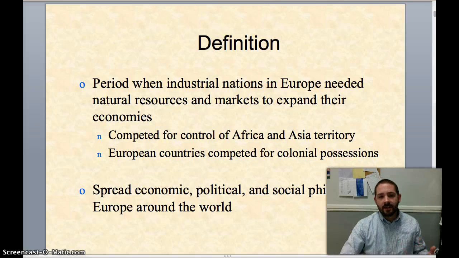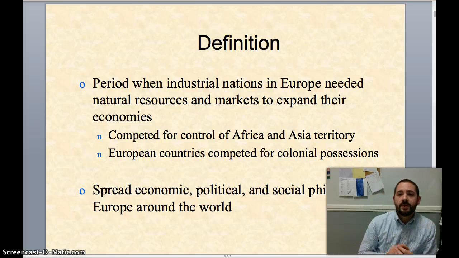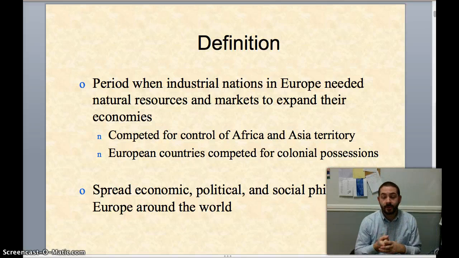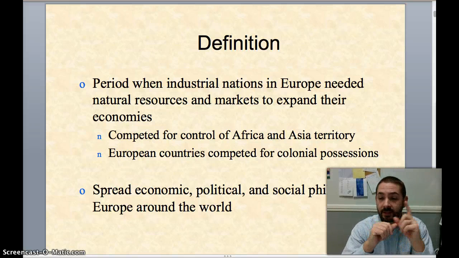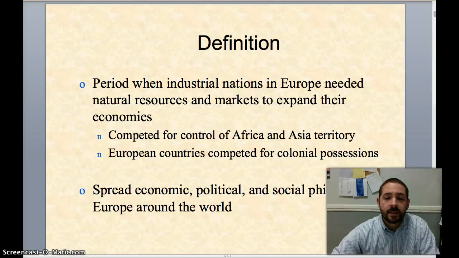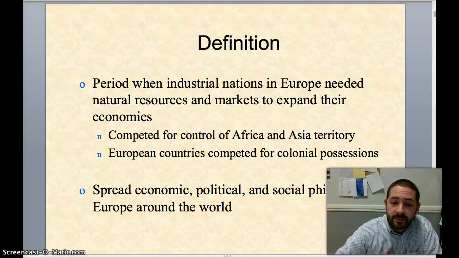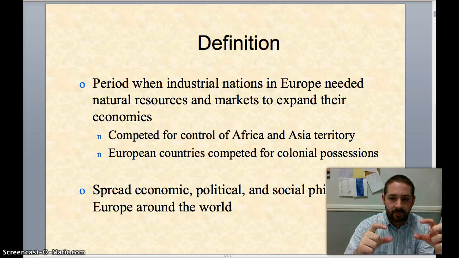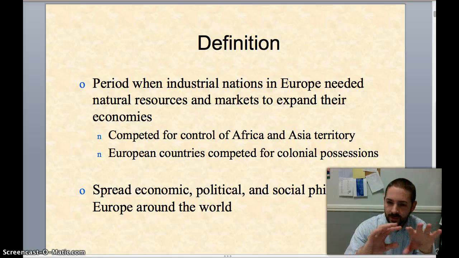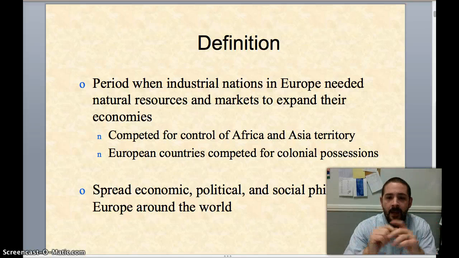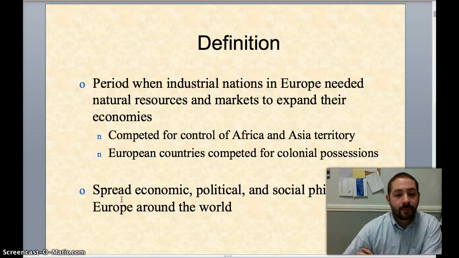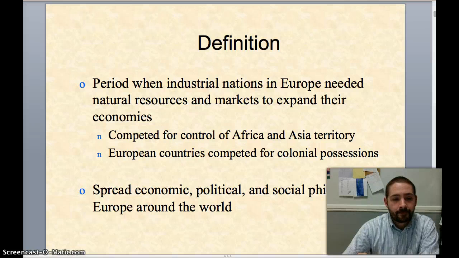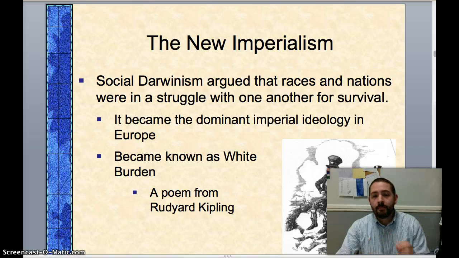So I use this definition to describe imperialism. It's when imperialist nations, industrial nations of Europe, need resources and markets, so they expand their economies. Now that's very simple. That's the economic reason, nicely bundled together. But it then has the social and cultural motives, right? We need to educate these people, and that's what happens. So that often becomes what we call here the white man's burden.